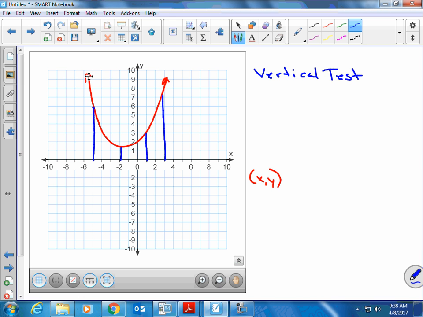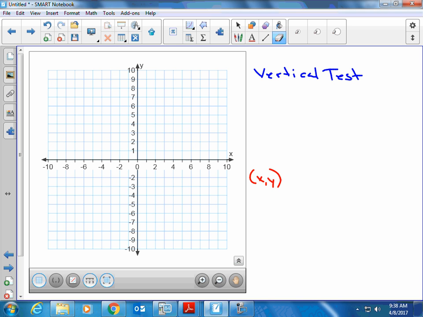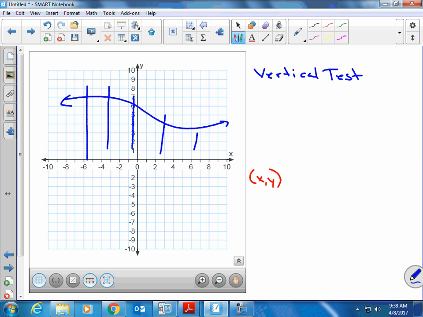Vertical line test. If I draw a vertical line anywhere on my graph, and it passes through the graph more than once, it is not a function. Okay, let's draw one, and you decide whether it's a function or not. Function, not a function. Function. No matter where I draw my vertical line, it passes through my graph only once.